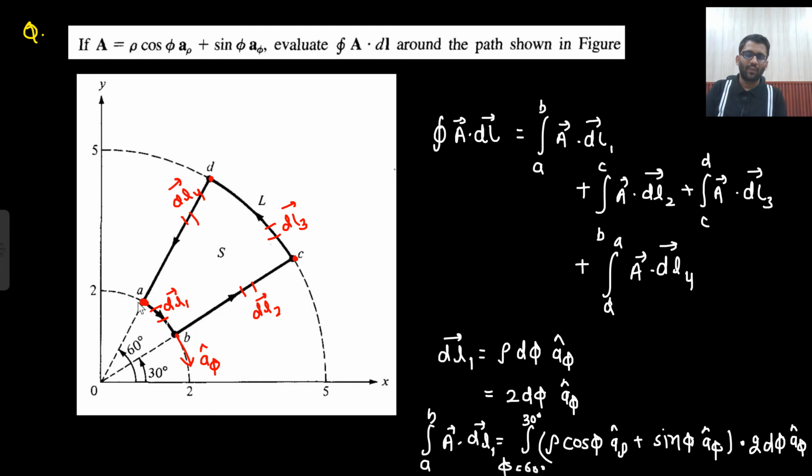And the value of rho you are getting is from 5 to 2. Okay, 1 by 2 rho square by 2 from 5 to 2. So 1 by 4 into 4 minus 25, that is minus 21 by 4. Right, this will be minus 21 by 4.